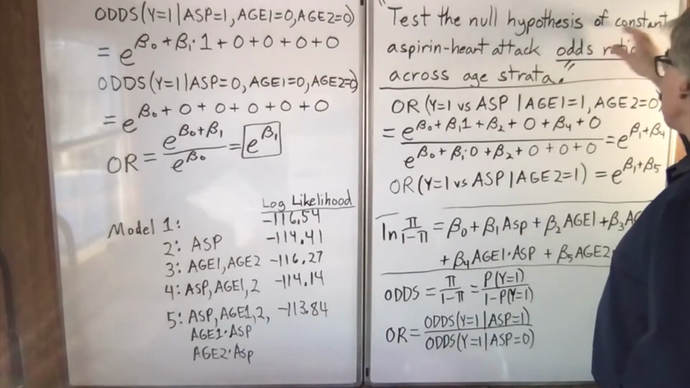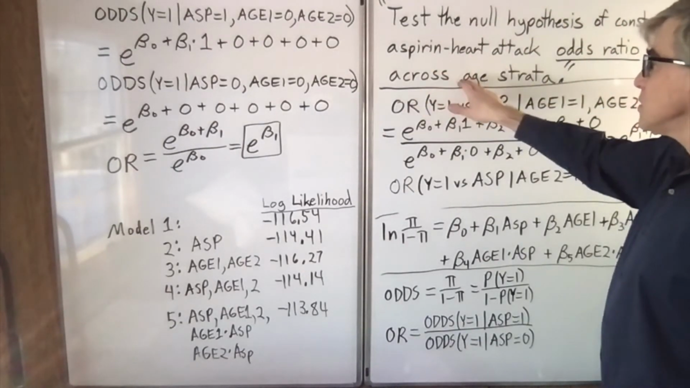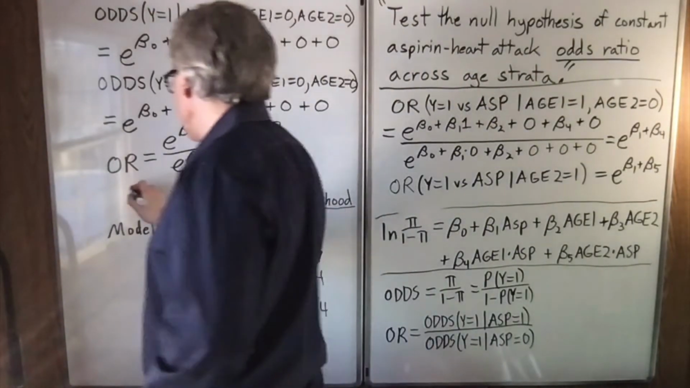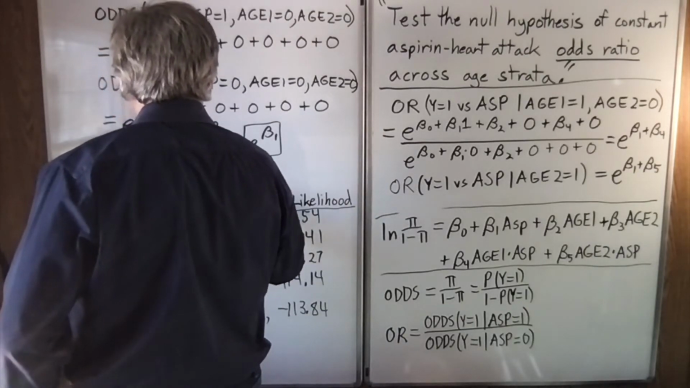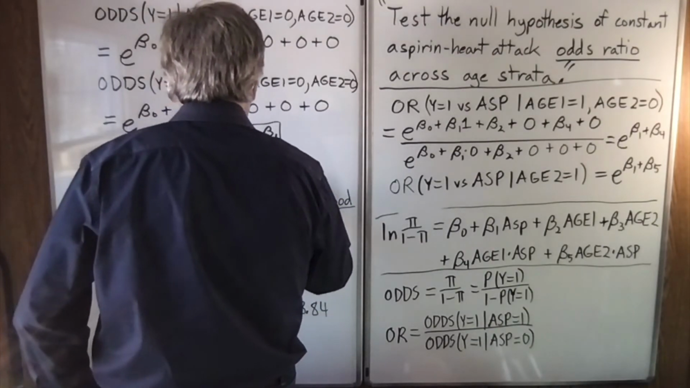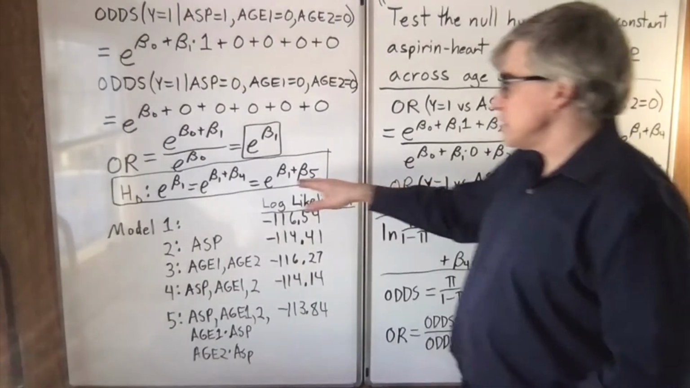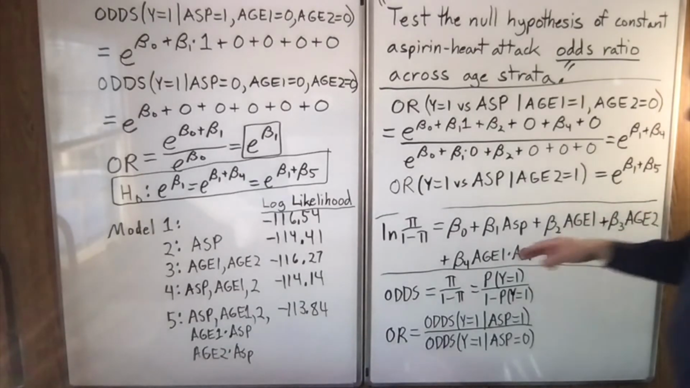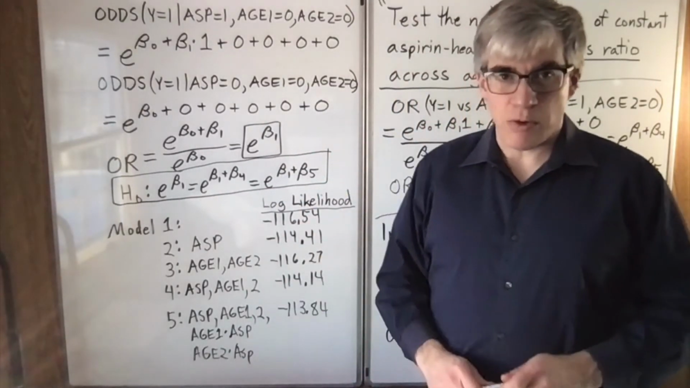Now, we finally have the equipment to address the question they're talking about. Test the null hypothesis of constant aspirin heart attack odds ratio across age strata. In other words, they're testing the null hypothesis that e to the beta 1 equals e to the beta 1 plus beta 4 equals e to the beta 1 plus beta 5. So in other words, we're testing the null hypothesis that this equals this equals this. But that simplifies to saying that beta 4 is 0 and beta 5 is 0.